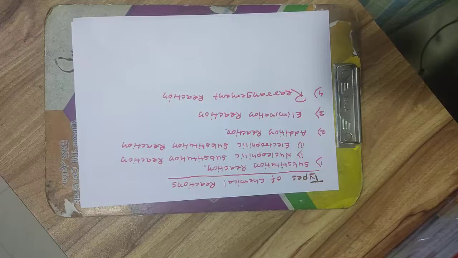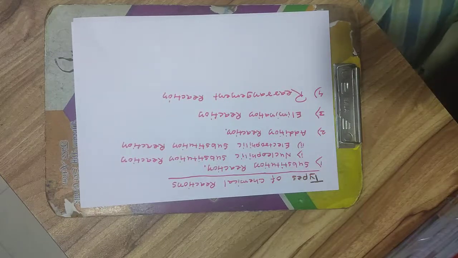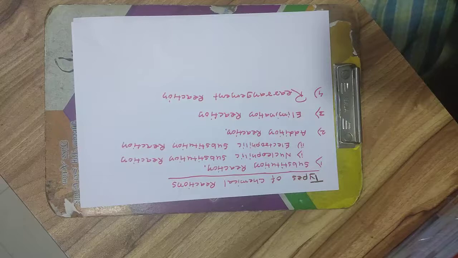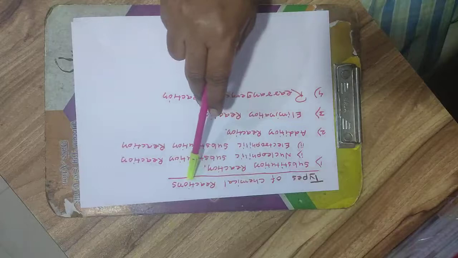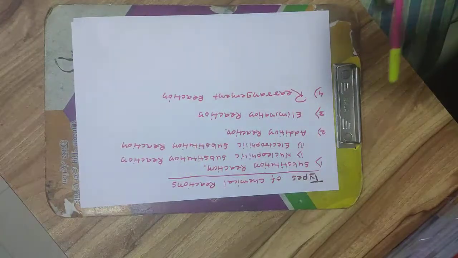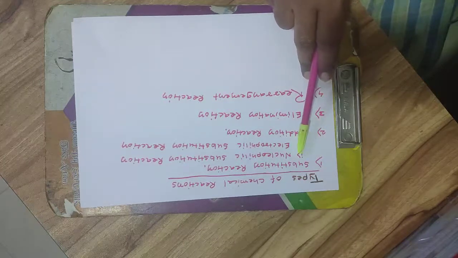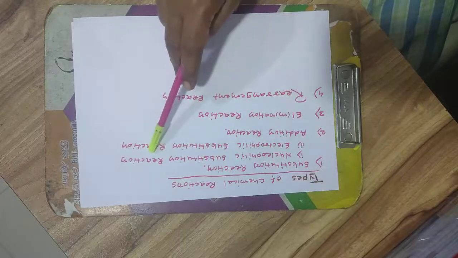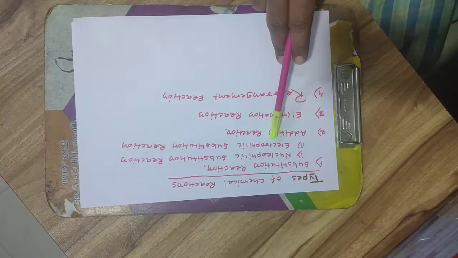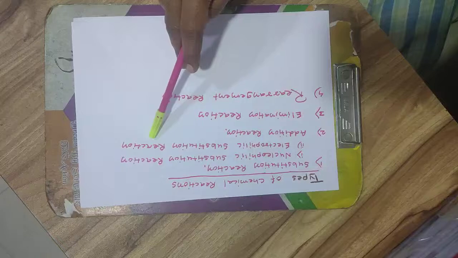Yesterday we discussed the types of chemical reactions. Depending upon bond breaking and bond forming, chemical reactions are classified into four types. One, substitution reaction, which is also divided into two types: nucleophilic substitution reaction and electrophilic substitution reaction.